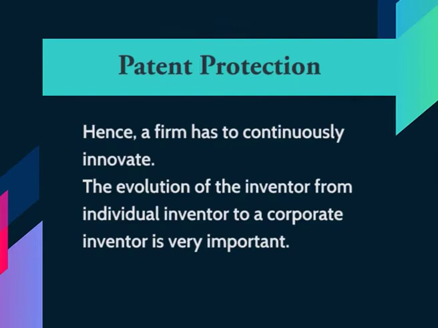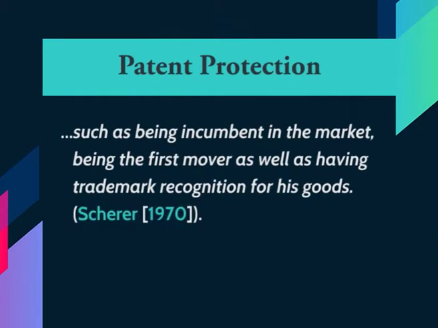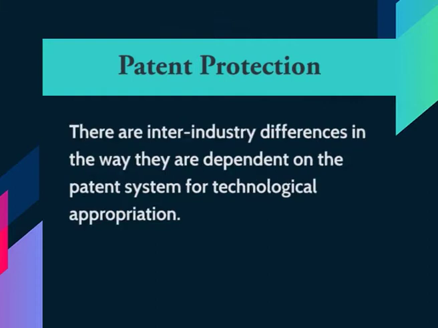The evolution of the inventor from individual inventor to corporate inventor is very important. While for an individual inventor, patents may be the only mechanism of appropriation, for the corporate inventor there are many more avenues, such as being an incumbent in the market, being the first mover, as well as having trademark recognition for his goods. There are inter-industry differences in the way they depend on the patent system for technological appropriation. This was clearly brought out by Taylor and Silberston in 1973. For some industries, such as pharmaceuticals and fine chemicals, patent protection is very important. For some other industries, such as mechanical engineering, it is not.